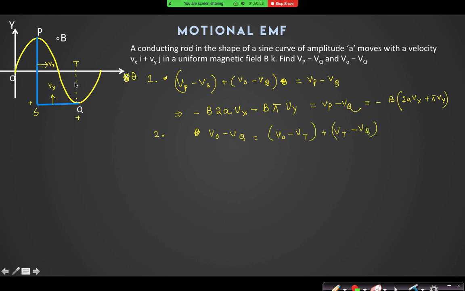Yes, sir. So at Vo minus Vt, it is moving upward with vy, right? So that will also be negative. That is 3 pi by 2, I think. Yes or no? Yes, sir. Vt minus Vq, that is moving along this line, right? So Vt minus Vq is positive, I think.